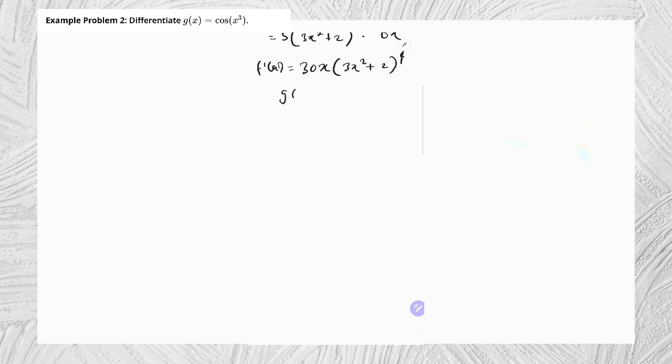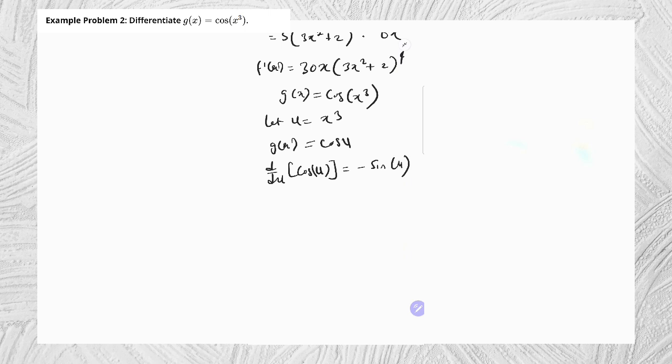In this question, we are told to differentiate g of x is equal to cos of x cubed. So let u equal x cubed, so that g of x equals cos u. Now we differentiate cos u with respect to u, and that will be d du of cos u, and that will give you minus sine u.